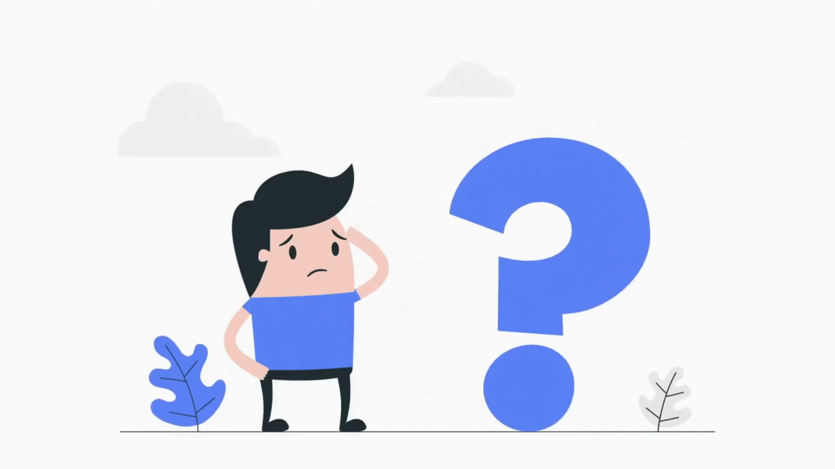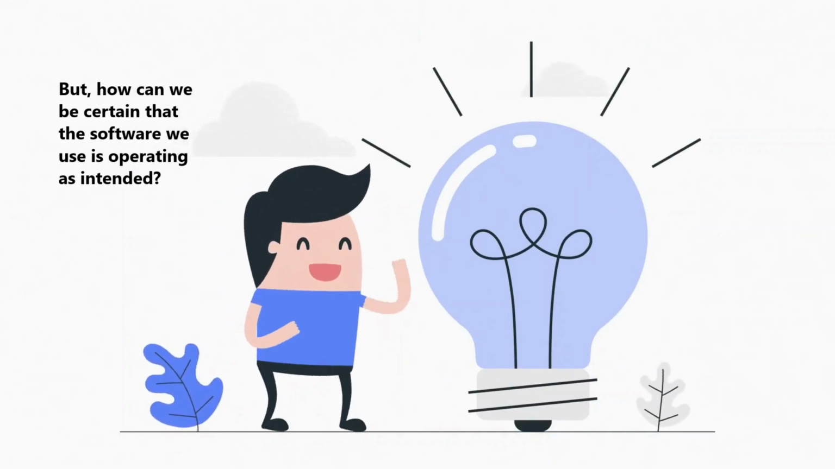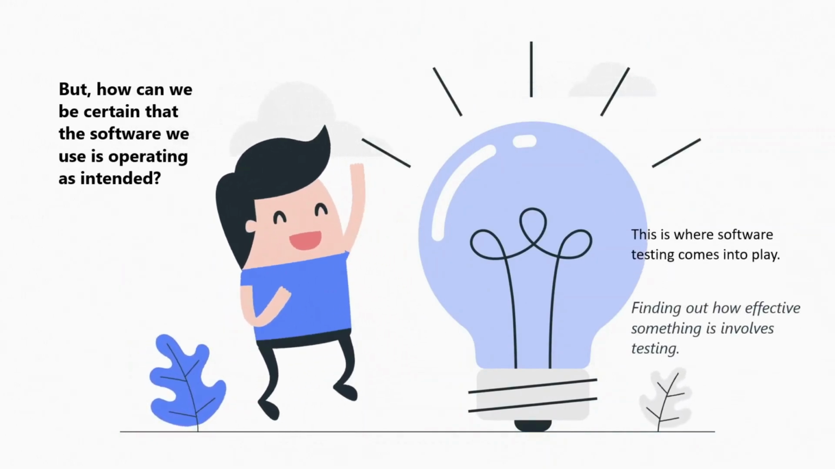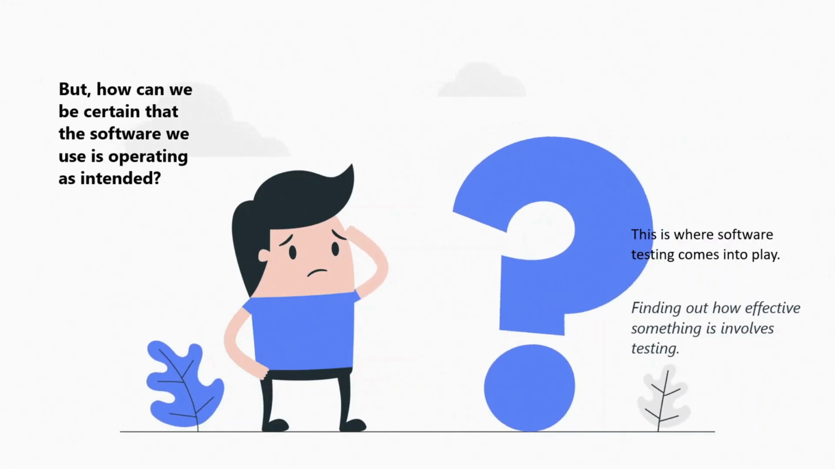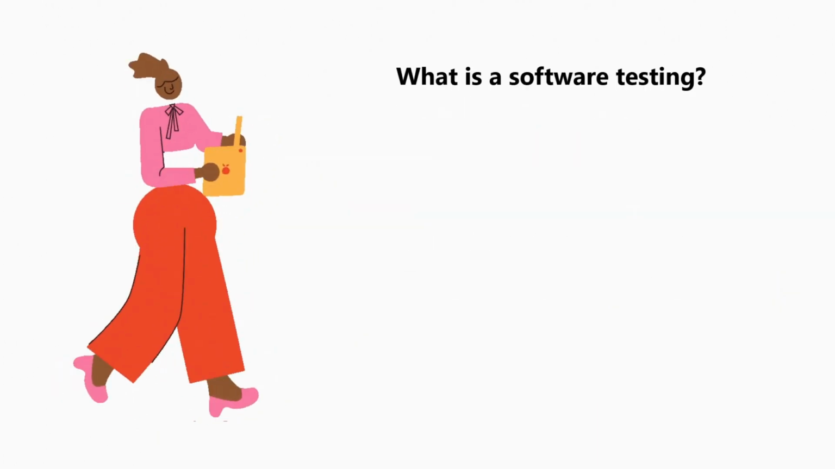But how can we be really sure that the software we are using is functioning as intended? This is where software testing comes into play. Finding out how effective something is involves testing. Now let's look at what is software testing.